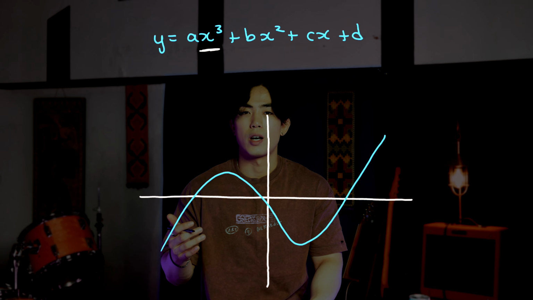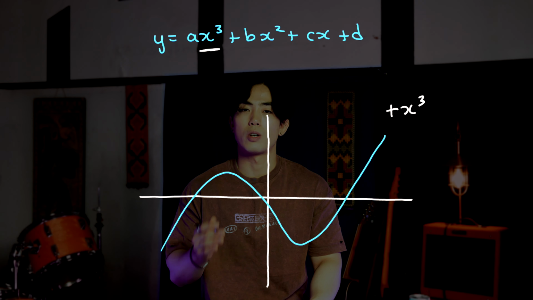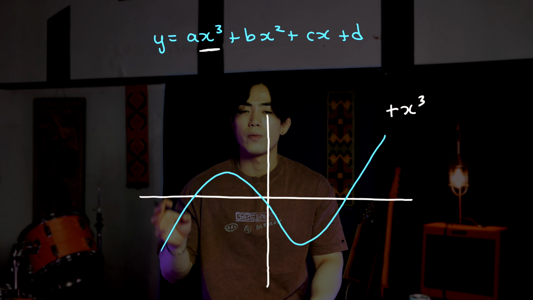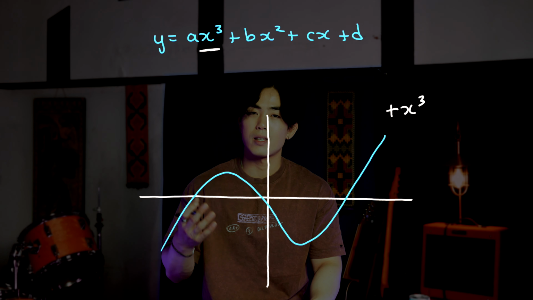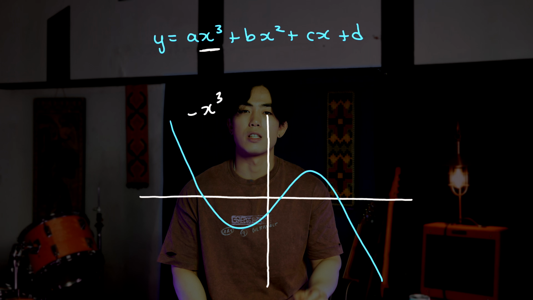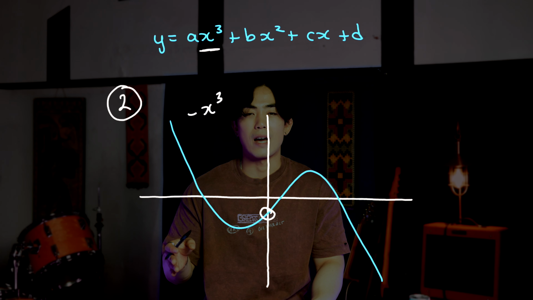Right, first things first, we need to identify whether it is a positive x cubed coefficient or a negative x cubed coefficient. This one here, remember, was for a positive x cubed coefficient. If it's a negative one, then it will look something like so. It's just flipped.